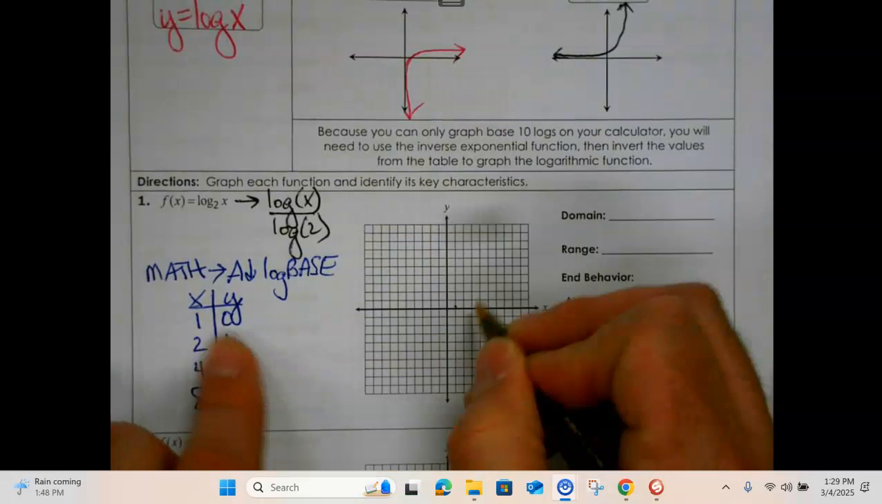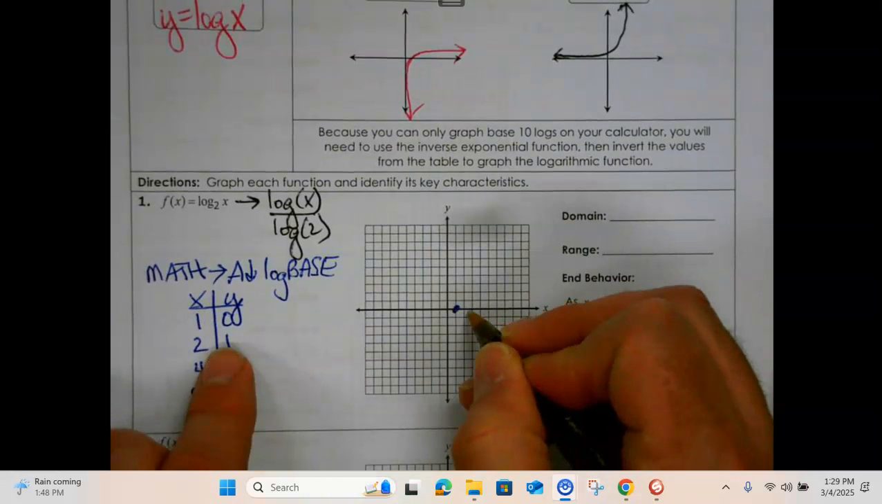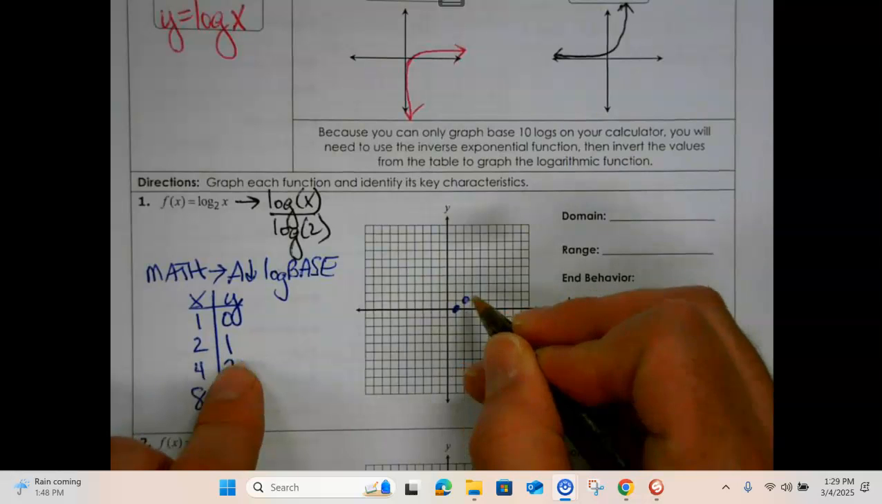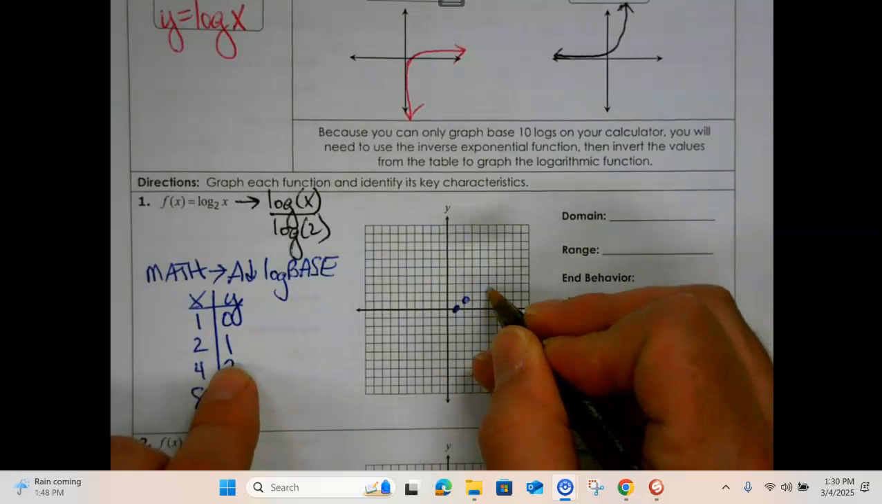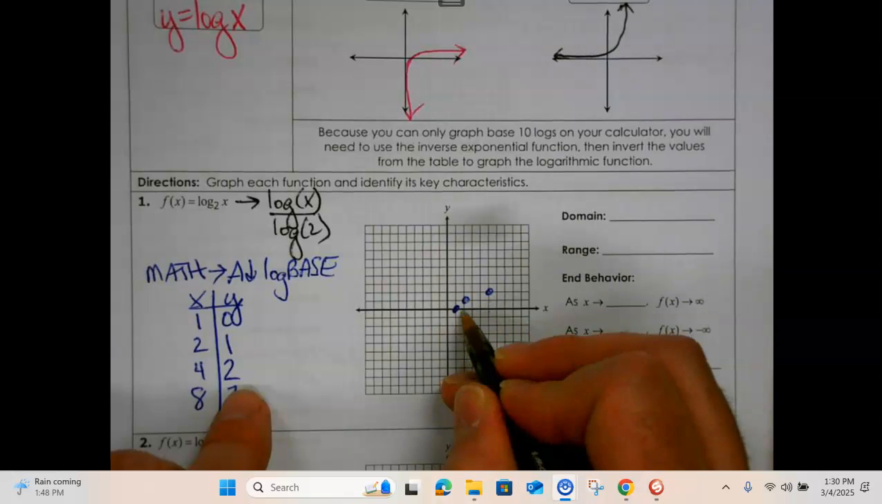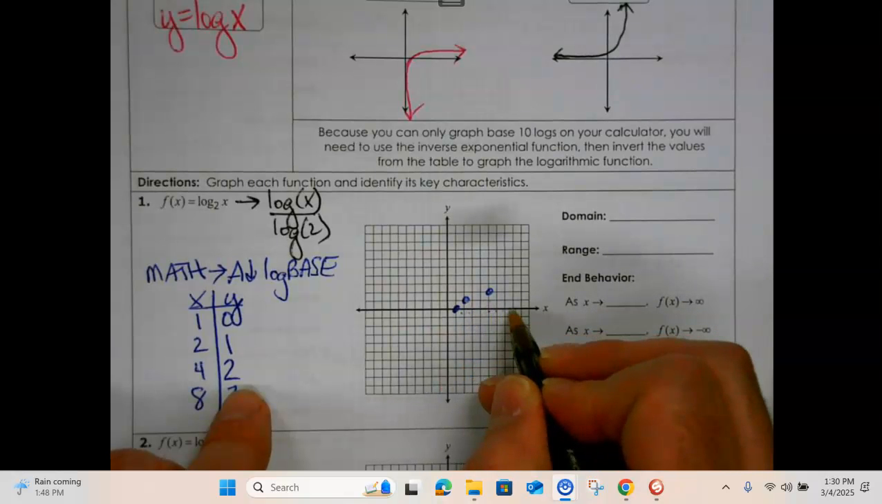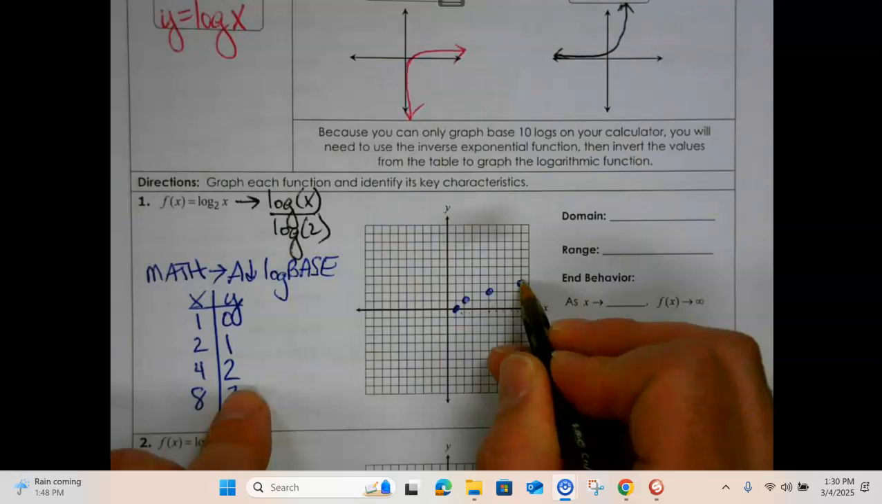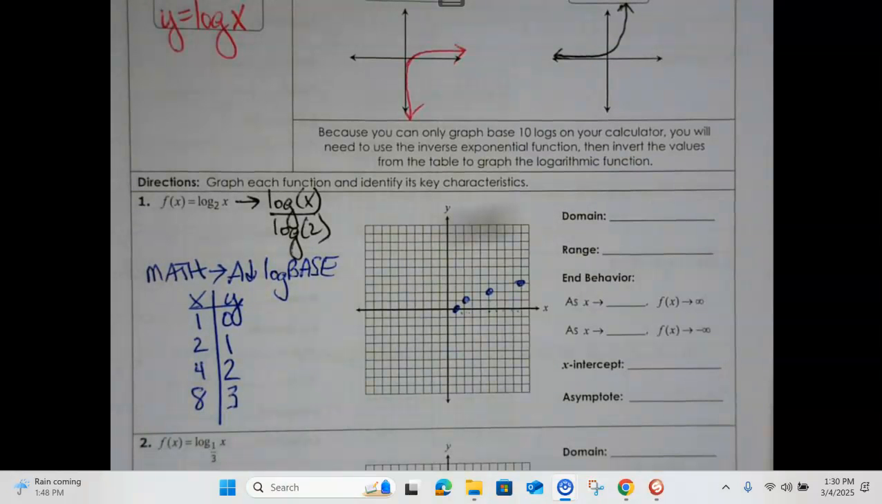Again, x-axis y, so 1, 0, 2, 1, 4, 2, 8, 3. But here's the thing.